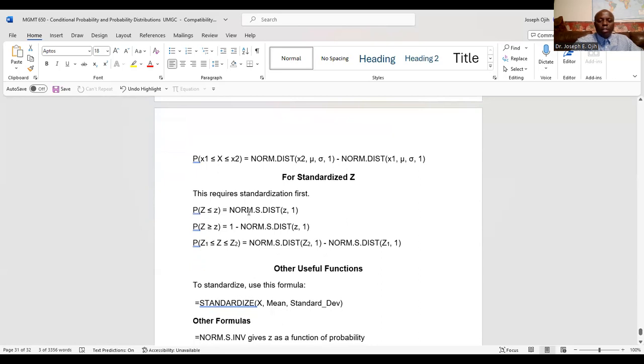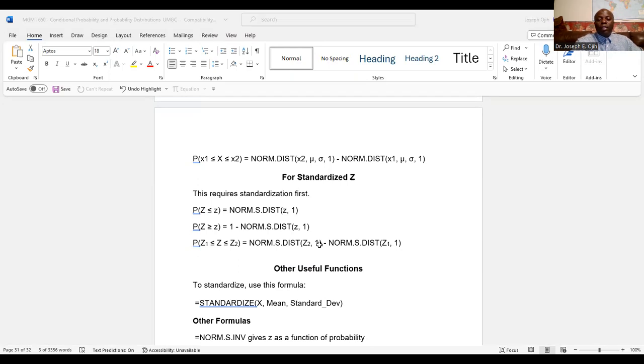For that, you use norm.s.dist. Type the Z value and then type 1, because for the standard normal distribution, the mean is 0 and the standard deviation is 1. So I type equals norm.s.dist. It will pop out. The Z value is this, comma, cumulative, just type 1. Then that will give you the area, 0.9608.